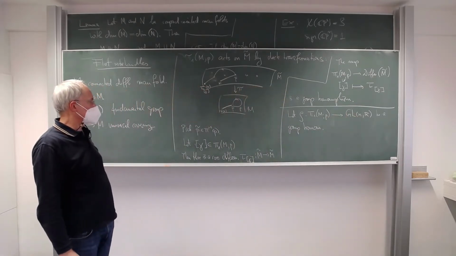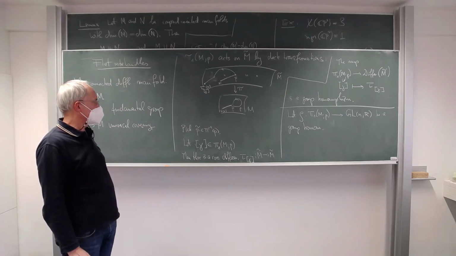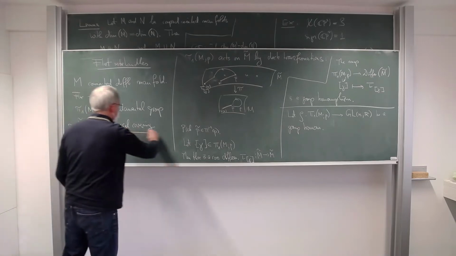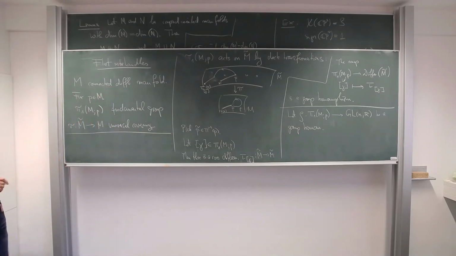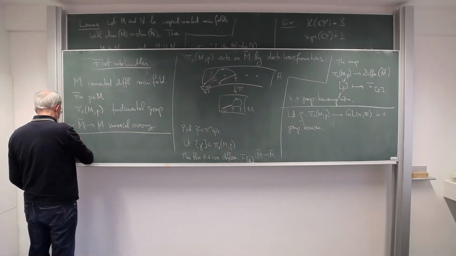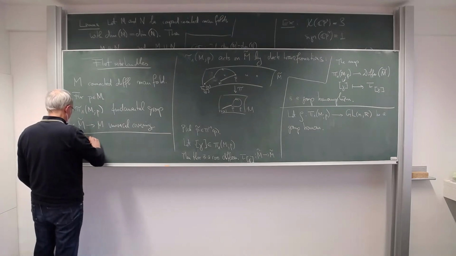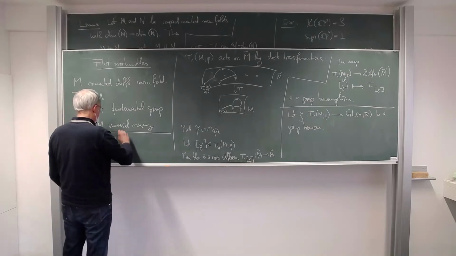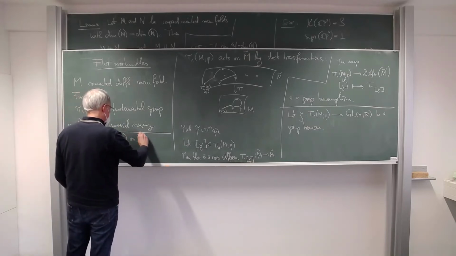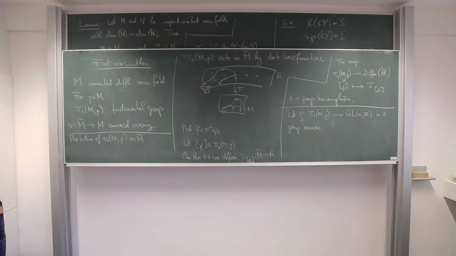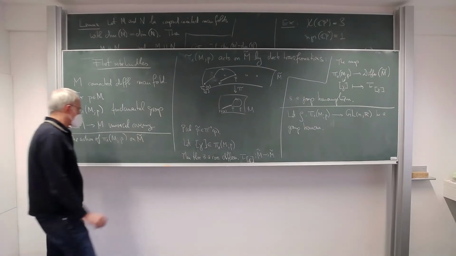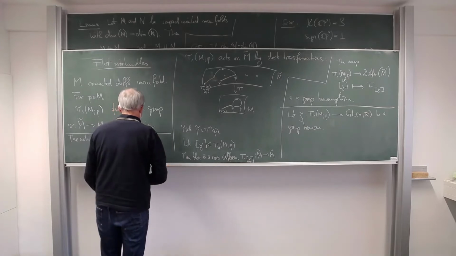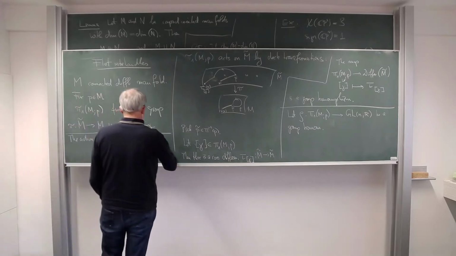Good. Oh, before I discuss that, maybe I should have mentioned the following thing. So this action of pi 1 on the universal cover is simply transitive on each fiber.